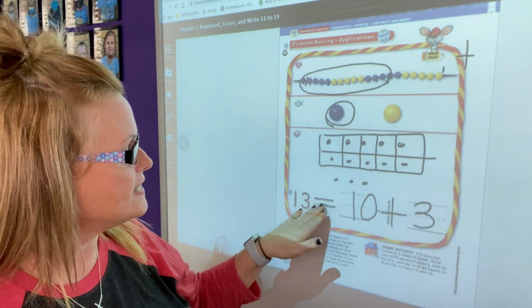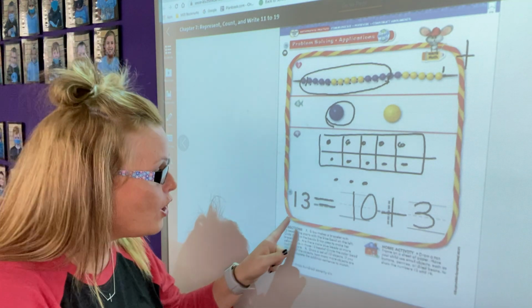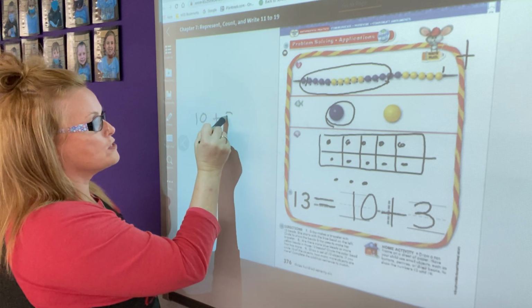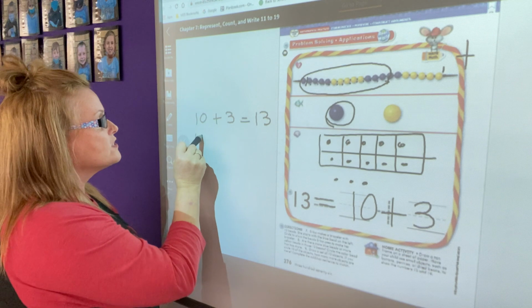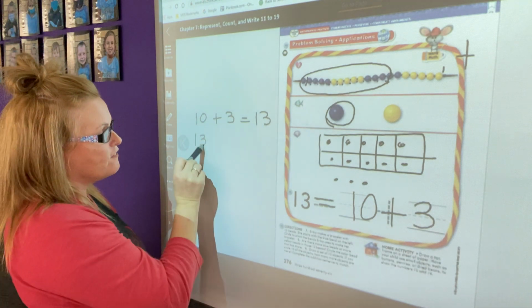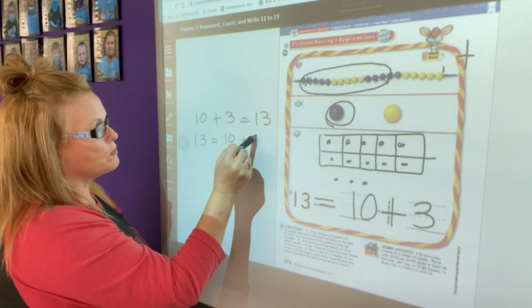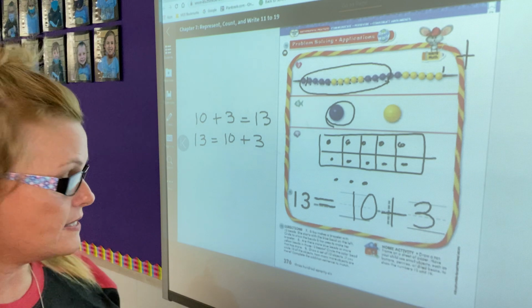So 13 is equal to 10 plus 3, and I want you to remember, you also can write it with the answer at the end. 10 plus 3 equals 13. Or 13, we're just going to take it and flip it this way, equals 10 plus 3. So you can write it either way, and it still means the same thing.